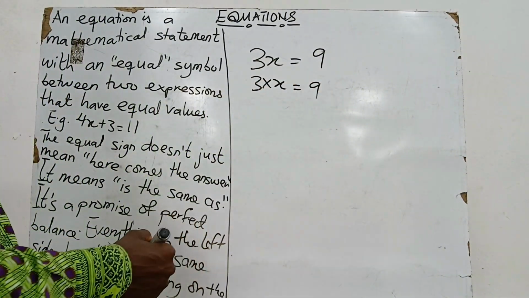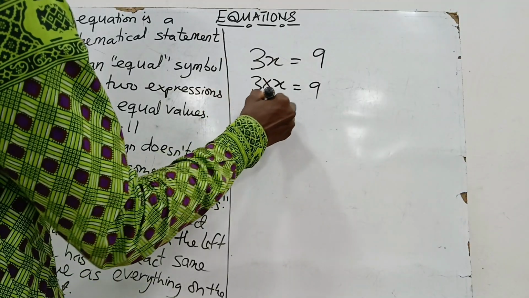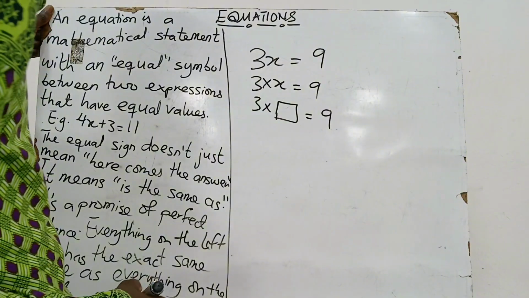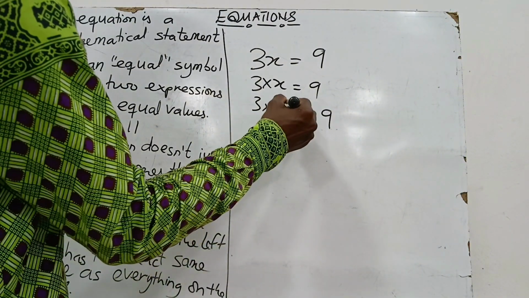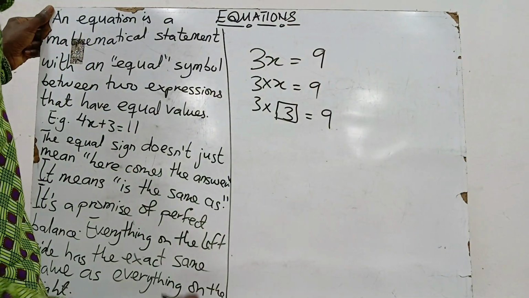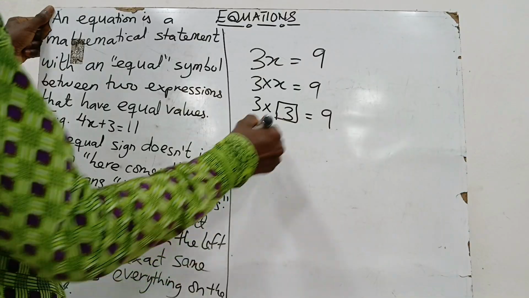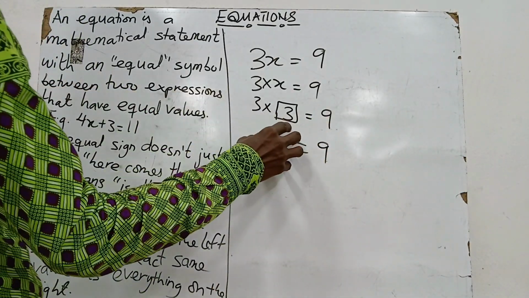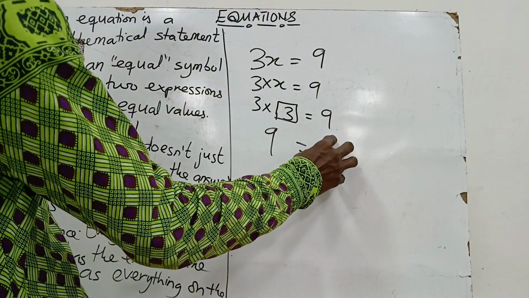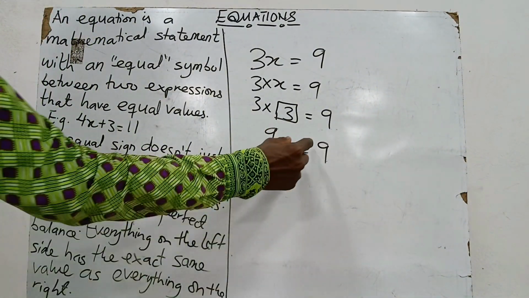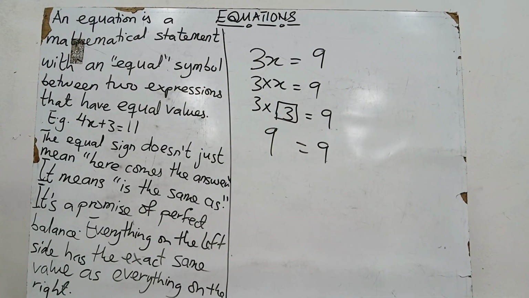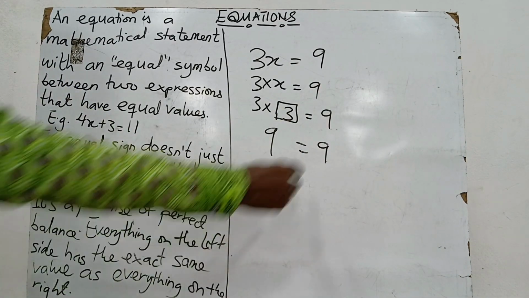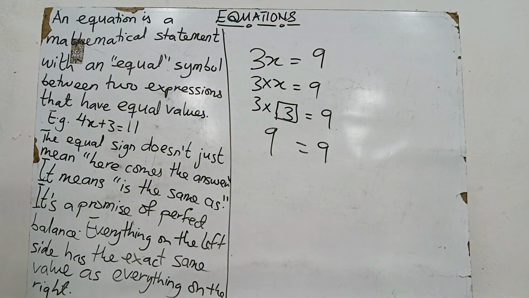When we were in nursery, you remember, we used to do something like this. 3 times box is equal to what? 9, right? And then what will be in the box? 3. So 3 times 3, 9. So here will give us 9, here is also 9. It means that whatever is on the right hand side is the same as whatever is at the left hand side. This is what the equal to sign means. Whatever you have here is the same thing you have over here. I hope we understand.